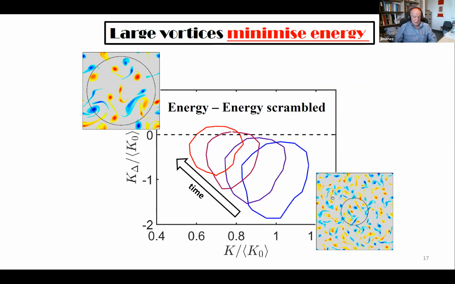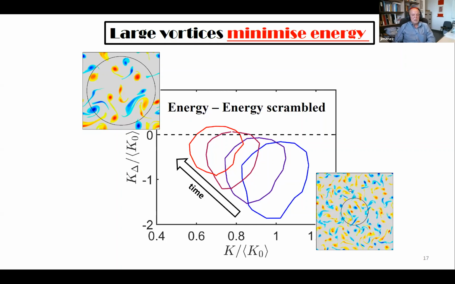Look at the kinetic energy of this flow. Now you take these vortices, randomized positional vortices, and look at the kinetic energy of the flow, which is created by randomizing the position of the vortices. The kinetic energy of the randomized flow is always larger, or tends to be larger, than the kinetic energy of the real flow.